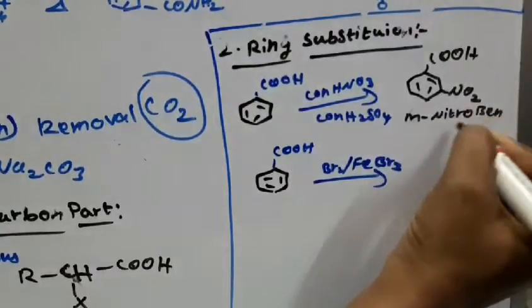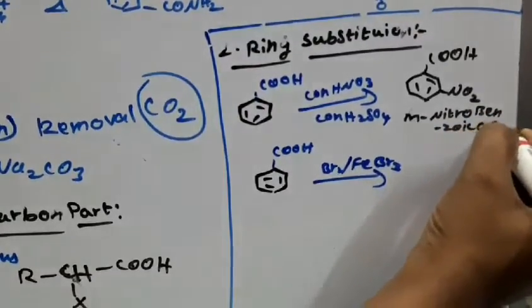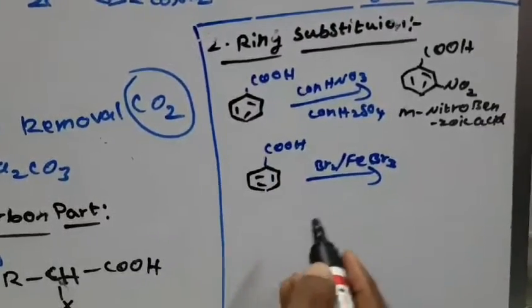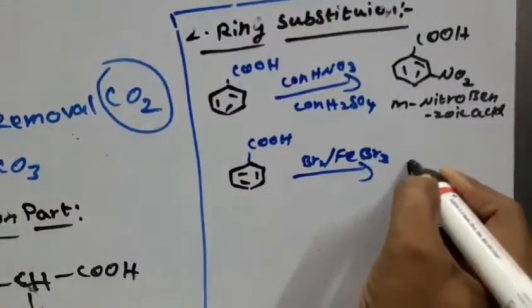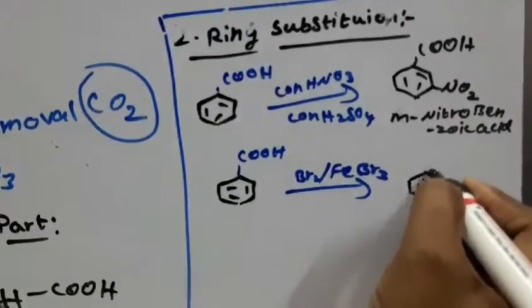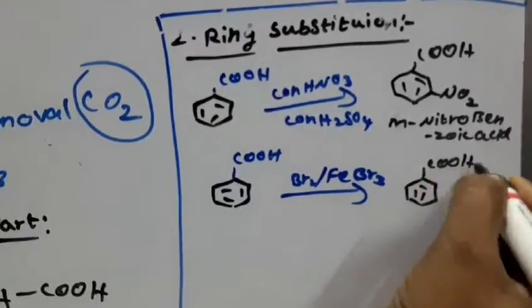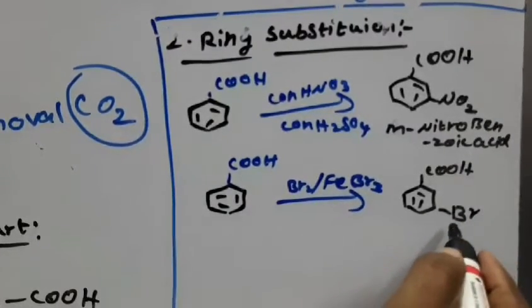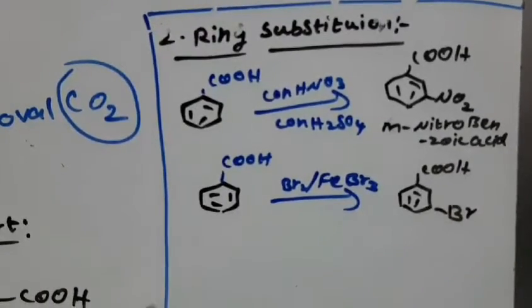Benzoic acid. Here also, with bromine, it forms the product with COOH and bromine at the meta position, because it is a deactivating and meta directing group, so meta bromobenzoic acid.